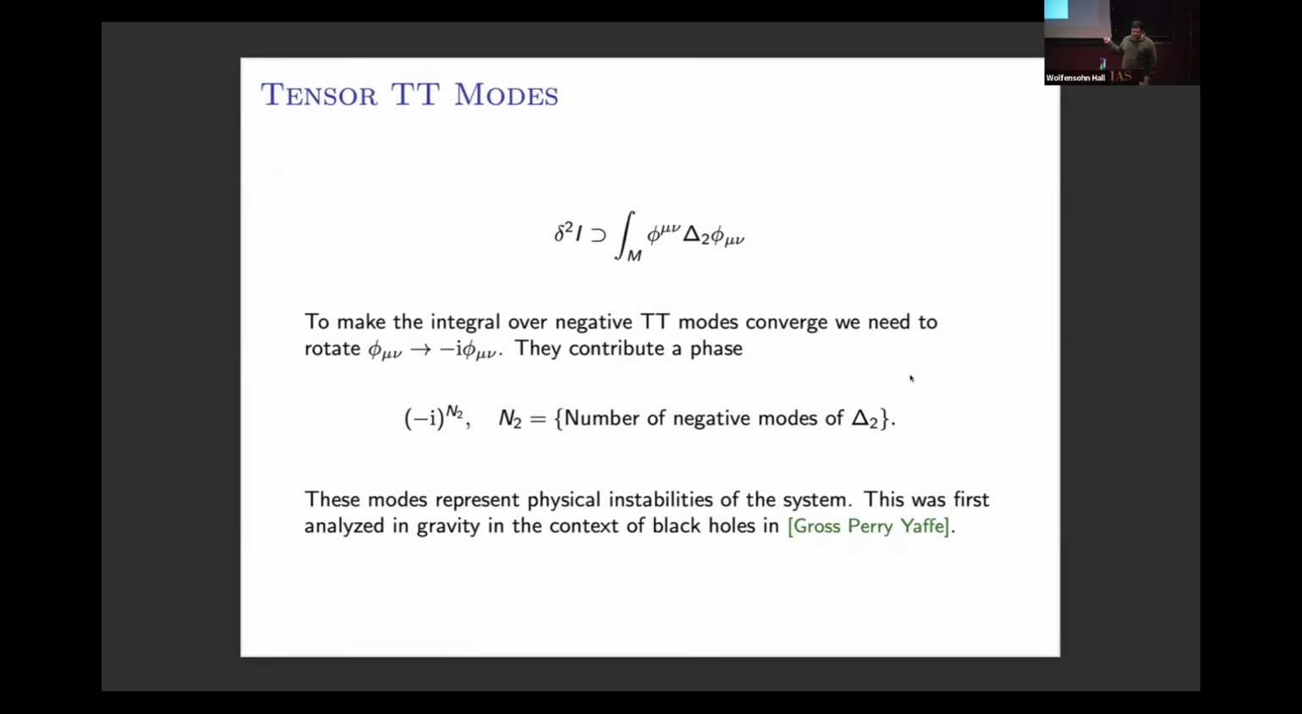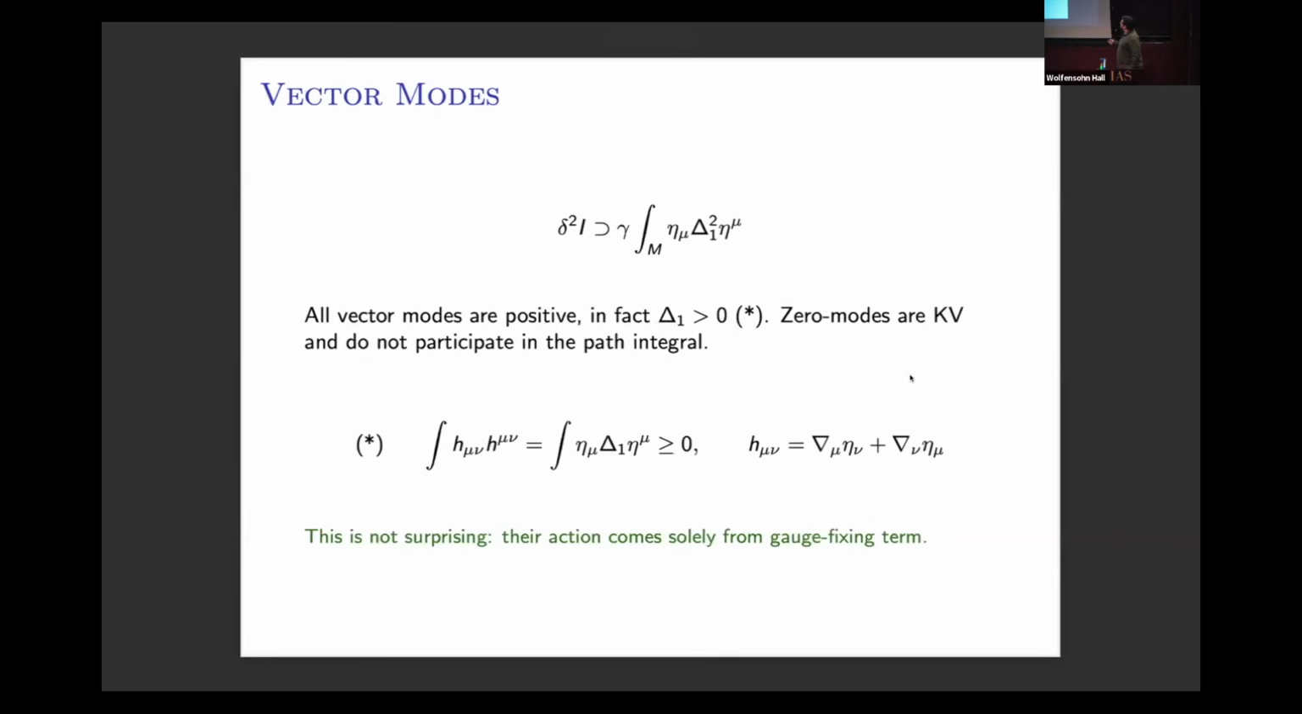There are bounds one can derive for this delta 2, but they're not useful enough to claim that it's either always positive or negative. Okay, and doing the contour rotation for the negative modes gives a factor of i to the number of negative modes of delta 2. The vector modes are trivial. They have this form in the Einstein action, so you see it's an operator squared, so it's not negative. The 0 modes are also trivial because one can show that a 0 mode of delta 1 is a Killing vector, so it doesn't even appear in the path integral.